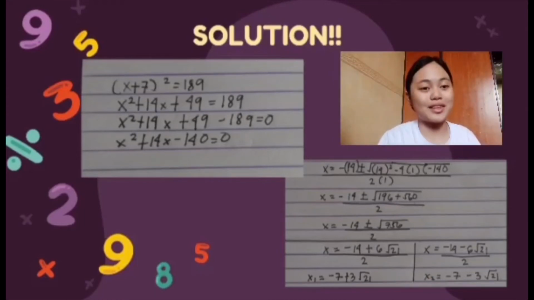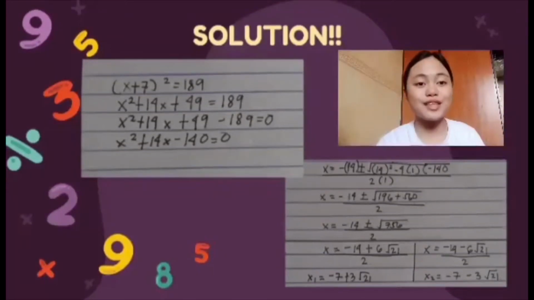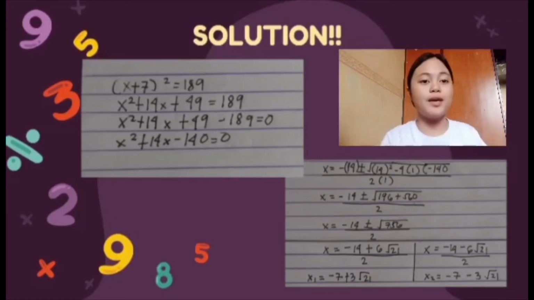We have now our quadratic equation, so let us use the quadratic formula. So first step, let us identify our variables, the a, b, and c. So our a here is x squared. In this case, x squared is understood as 1. Then our b here is 14, and our c here is negative 140.